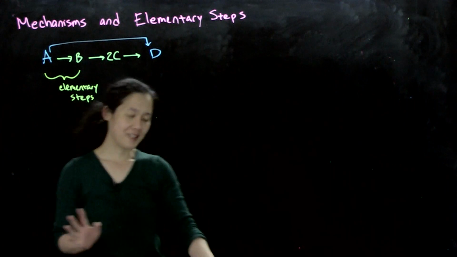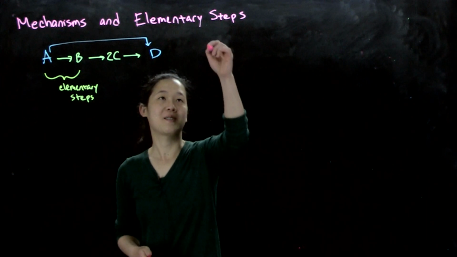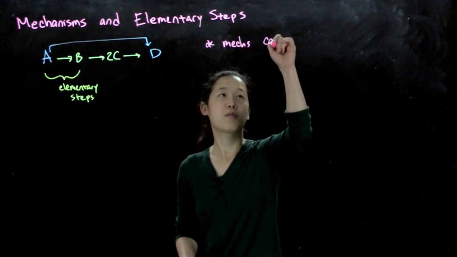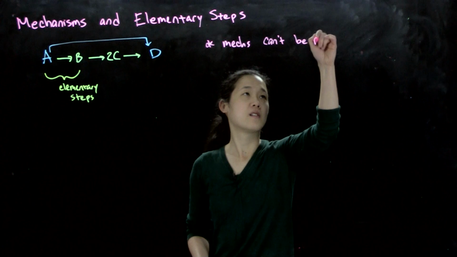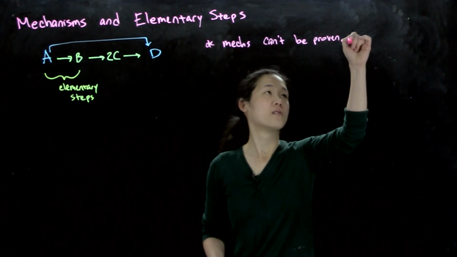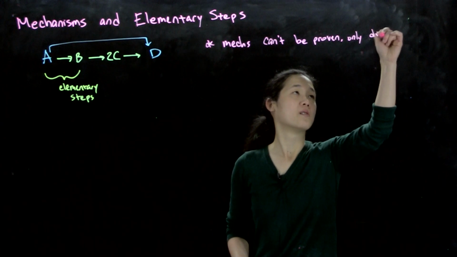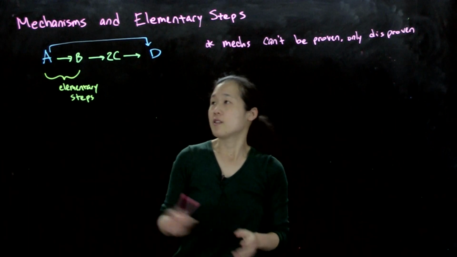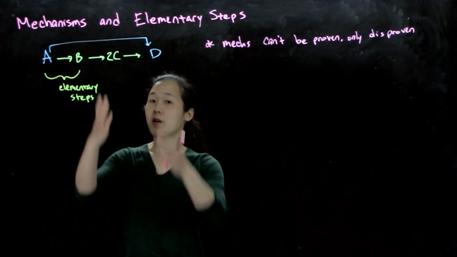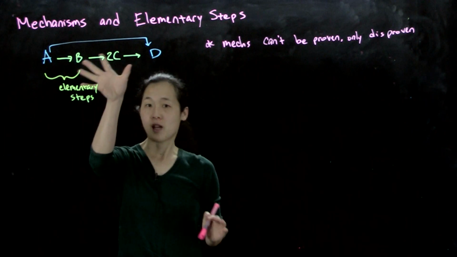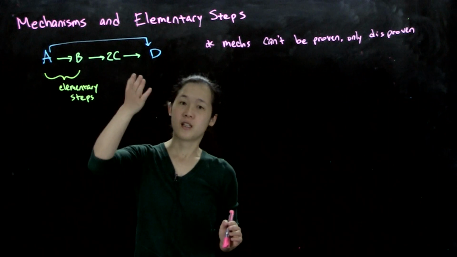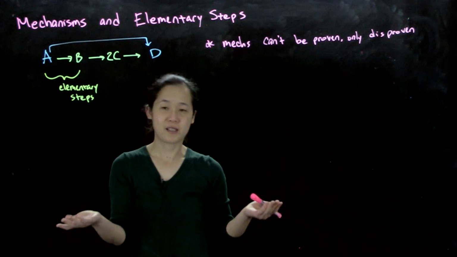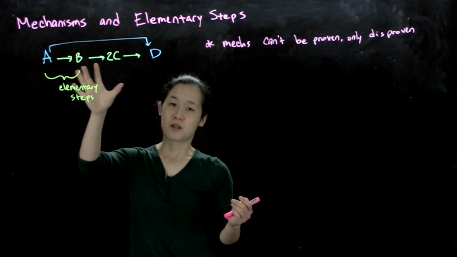So the dogma of kinetics and reaction mechanisms is that mechanisms can't be proven, only disproven. By which I mean, you know A and D, and then you propose your mechanism in the meantime, because we don't actually know this. Or you might be able to state an intermediate here and there. So you propose your mechanism, as you've done before on an organic chemistry exam. And so each mechanism is full of elementary steps.